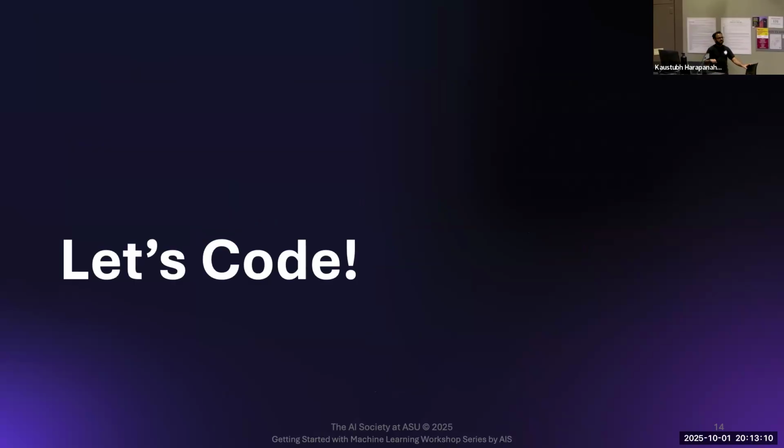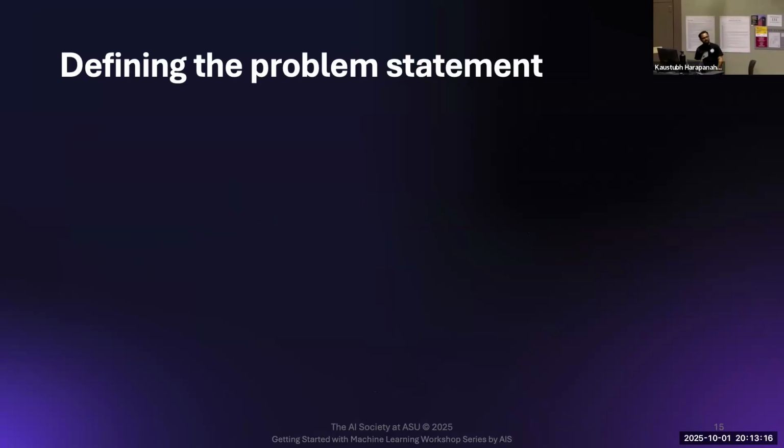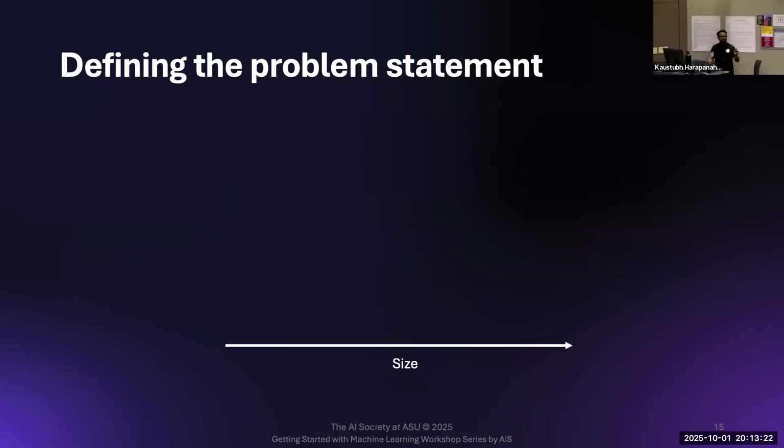Let's jump into SVMs now. So let's again define a problem statement. Let's start with a binary classification problem here, like fruit classification. We are looking at cherries and apples, for example. We are looking at size and color.